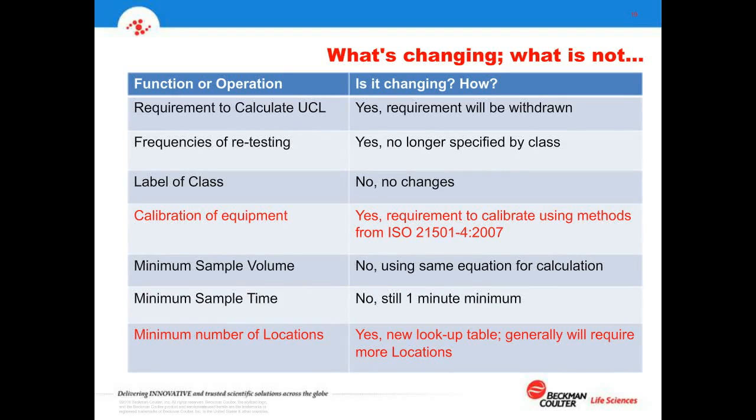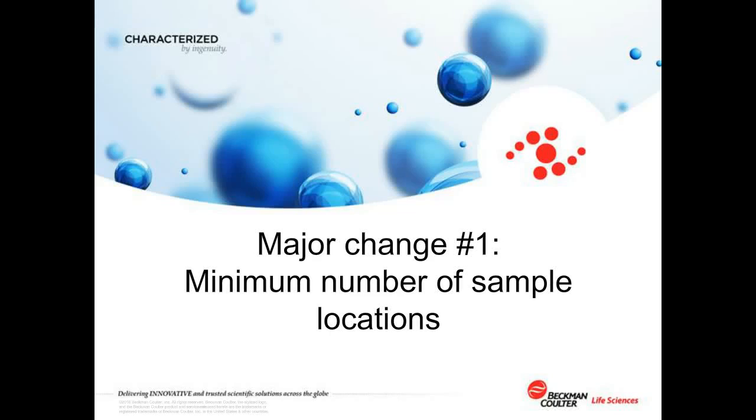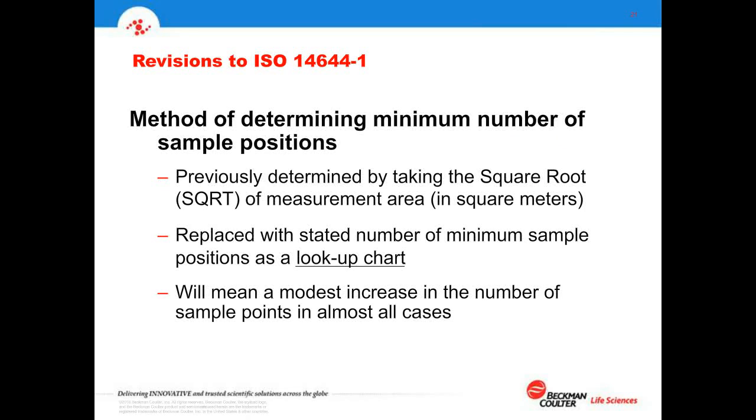So let's focus on the two main items, the minimum number of locations and the calibration of equipment. These are really the ones that impact people most. So, minimum number of locations, let's look at that.